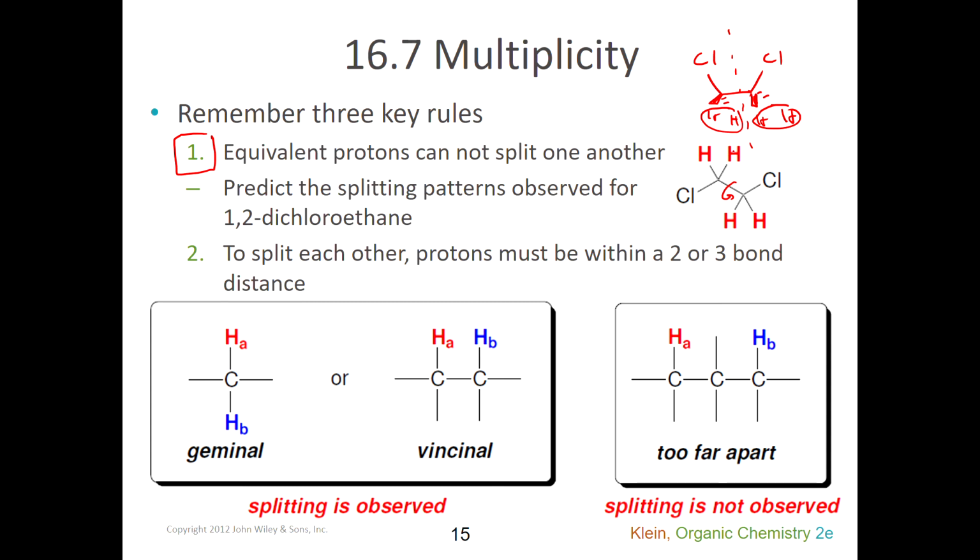So if the hydrogens on the same carbon are equivalent, they can't split one another. If hydrogens on adjacent carbons are equivalent, they also can't split one another. So none of these hydrogens are unique from the other hydrogens, and if they're all equivalent to one another, they all give the same signal when they're not splitting. So all four of these would give one singlet. No splitting when the hydrogens are equivalent.